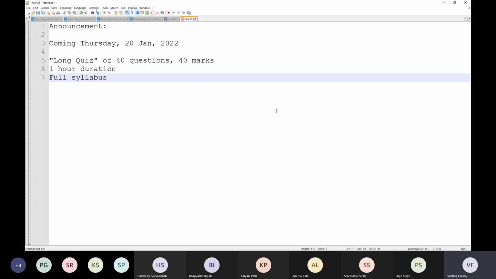Now our tutorials are still going on, so there will be some problems, but I will look at it and adjust it according to what tutorial we have done, what we have not done. Accordingly, the questions will be there, so you don't have to worry about that. But as far as the main syllabus is concerned, everything that we have done till today, as of today the syllabus is complete. So full syllabus. You are supposed to take this as practice for final exam.